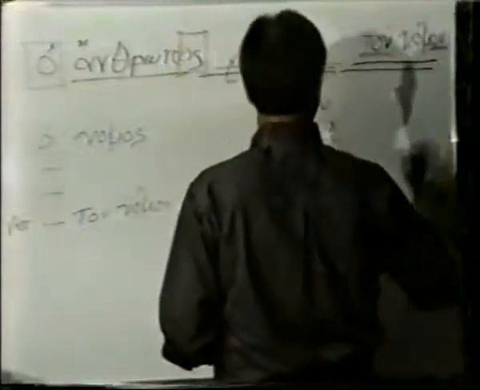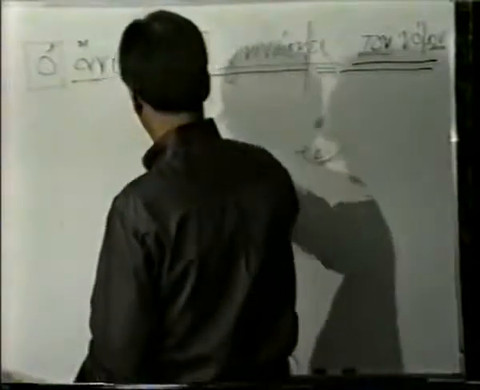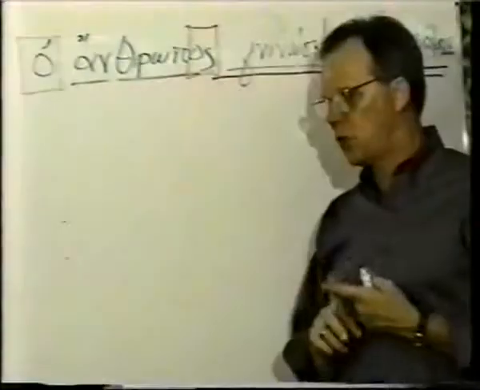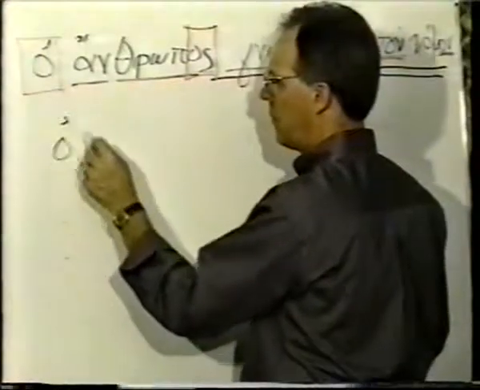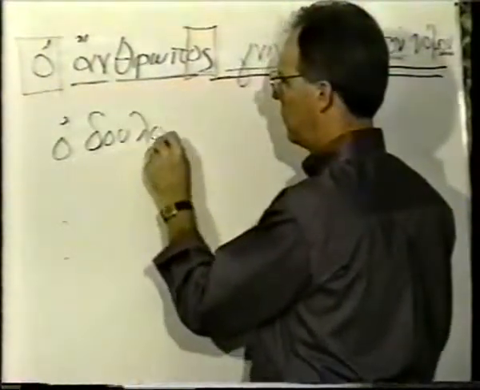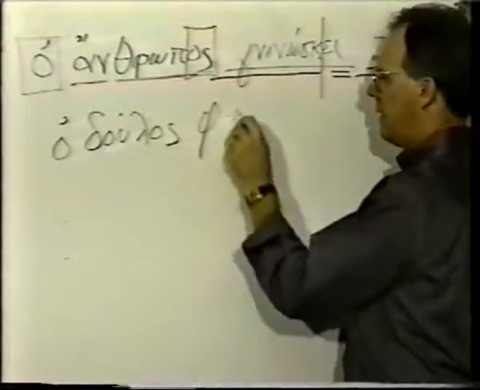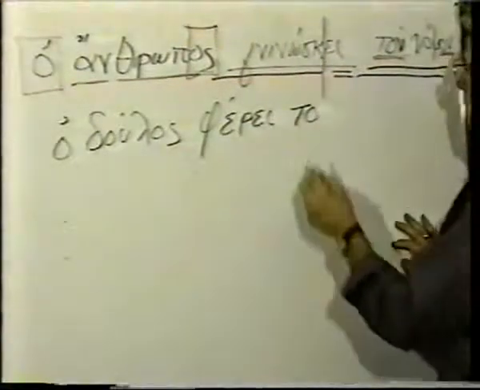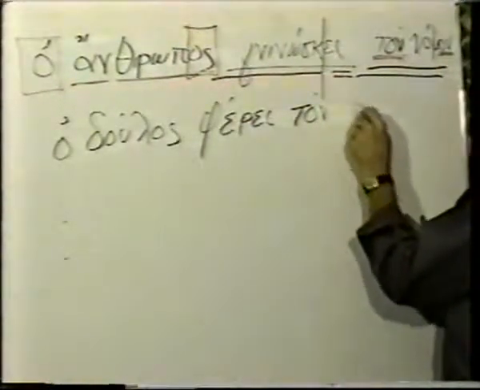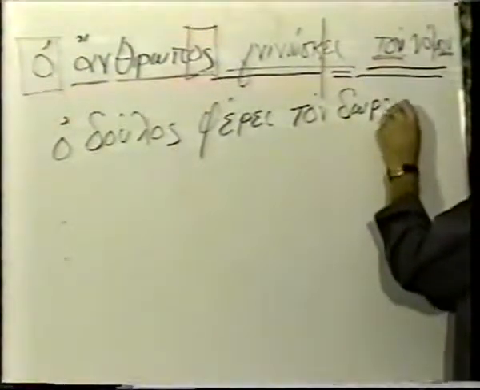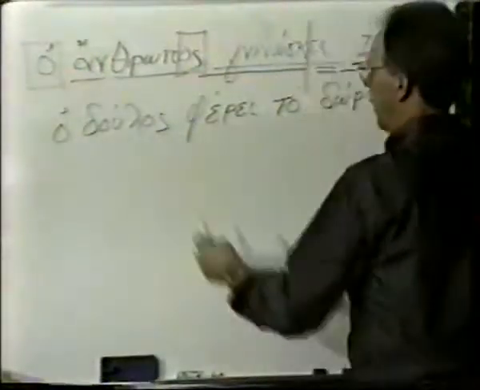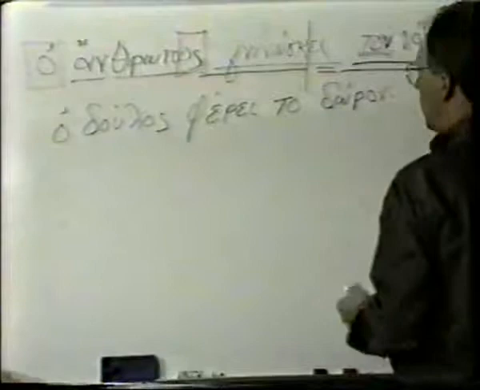Let's look at another illustration. The slave or the servant, he brings the gift. Okay, the servant, o doulos, feri, ton doron. Okay? O doulos feri to doron.